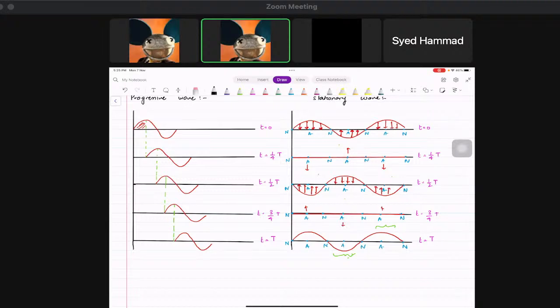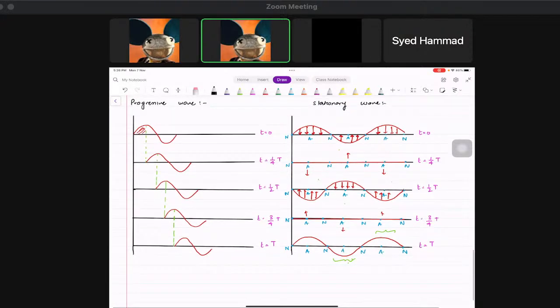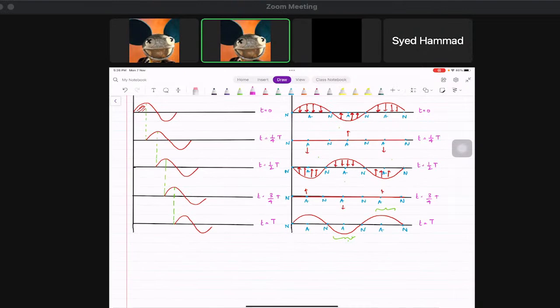That's great. Now, as far as I remember, I need to basically write the differences between progressive and stationary waves so you guys can actually do them along with me. So that's for the first one.